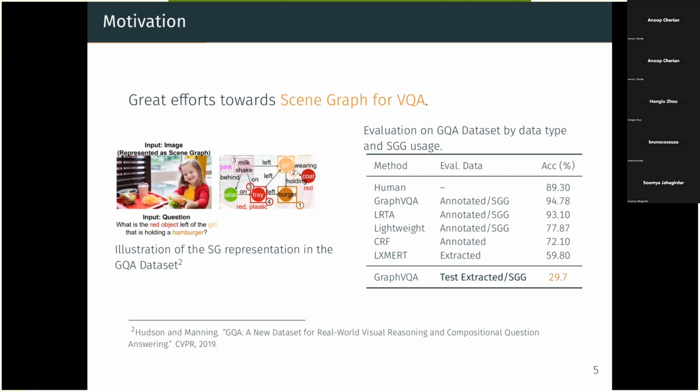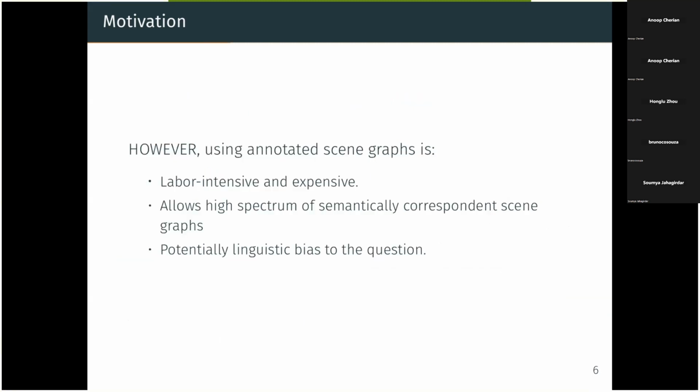And when ideal, we saw that the model benefits from this ideal information and gets great performance. For example, GraphVQA here gets 94% on the GQA dataset. That's a complex dataset, overcoming even humans on the same dataset. It's skeptical, but it shows how an ideal scene graph could be good for the task. But when tested with extracted scene graphs, we saw decreasing performance, going to 29%.